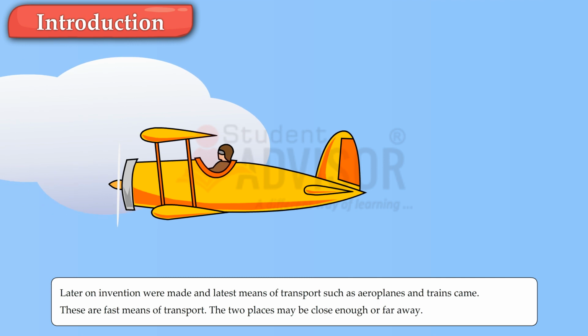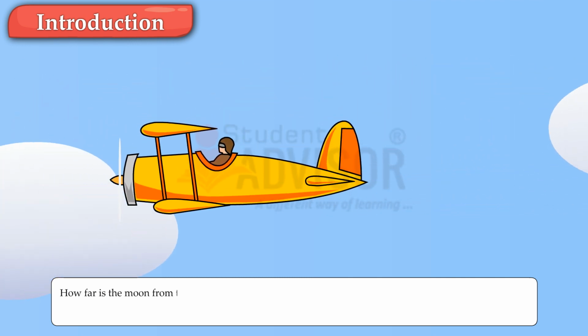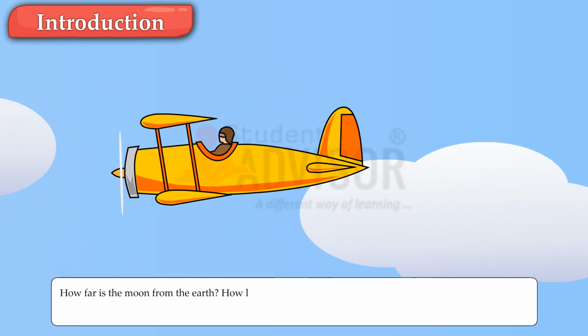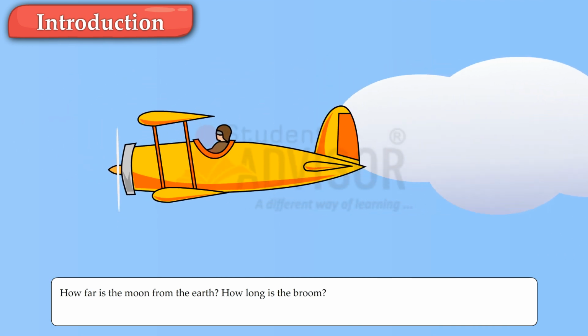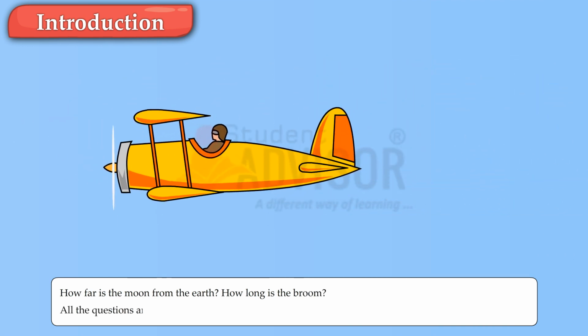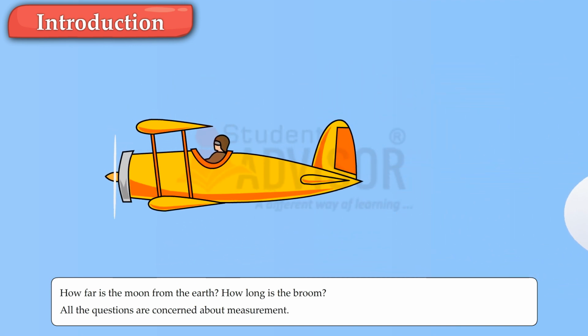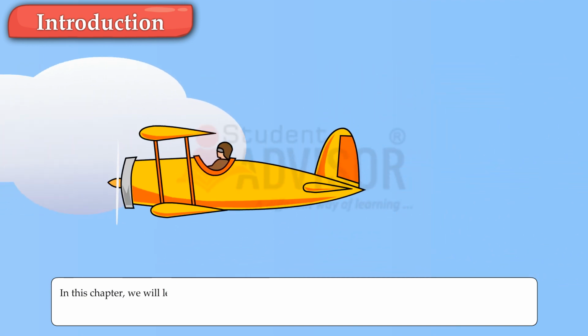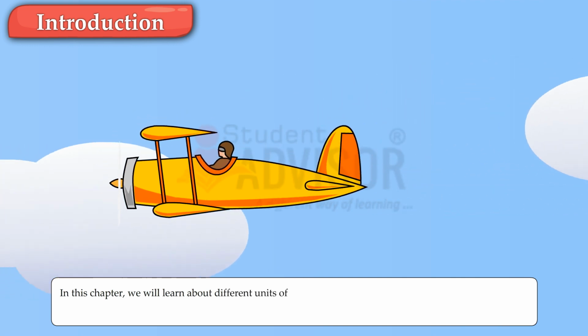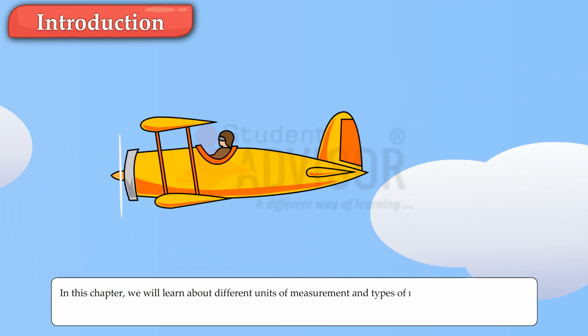How far is the moon from the earth? How long is the broom? All the questions are concerned about measurement. In this chapter, we will learn about different units of measurement and types of motion.